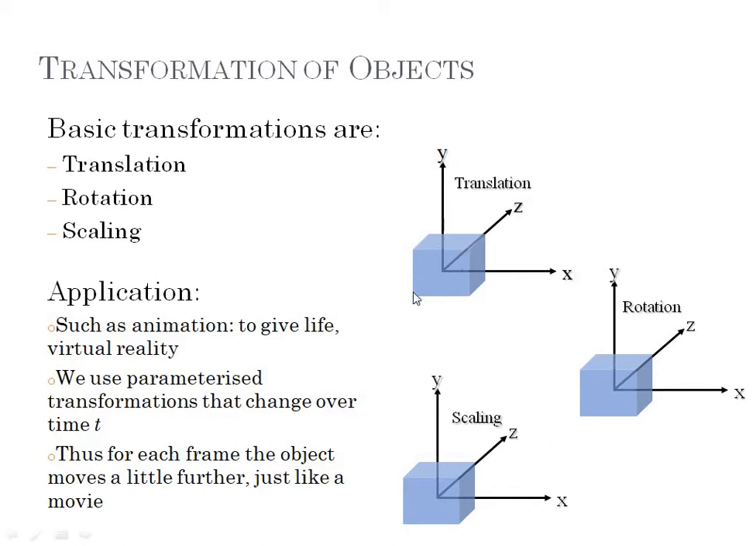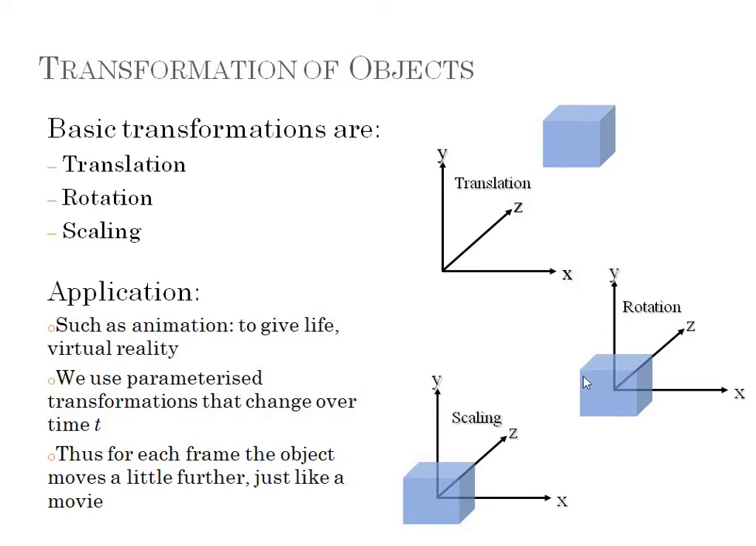Now let us first see the translation. As you can see, this cube, if we are going to translate it, let's see what can happen. In translation, the size of the object does not change at all, but the position of the object changes.